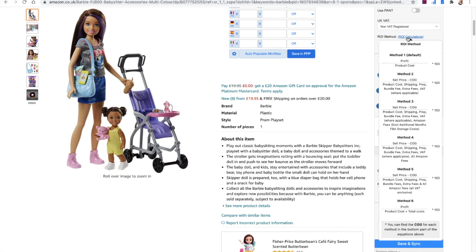So method 1 and method 6 are slightly different ways of doing it. And the others just change on how many costs of goods you include. So the calculation is the same: sale price minus cost of goods divided by cost of goods times 100. But it's just changing what those costs of goods are. So as I've gone through already, you can have that very basic in terms of just your product cost, or you can have it much more complicated when it includes all the fees that you're going to be charged.